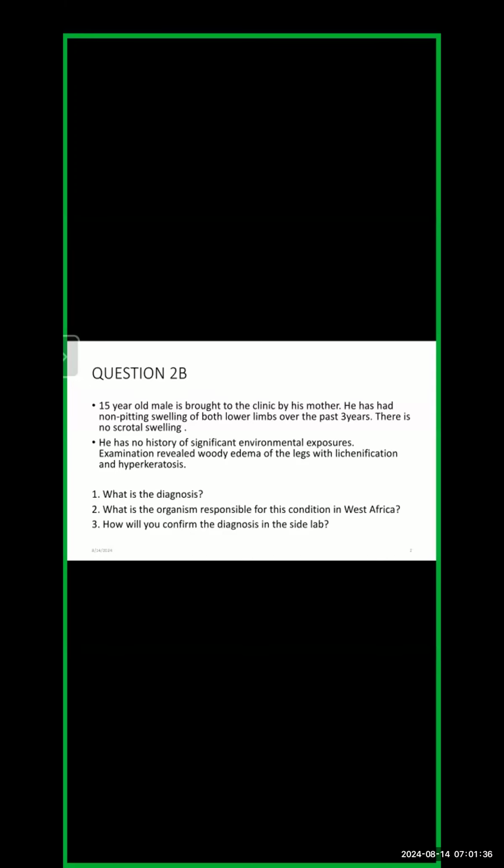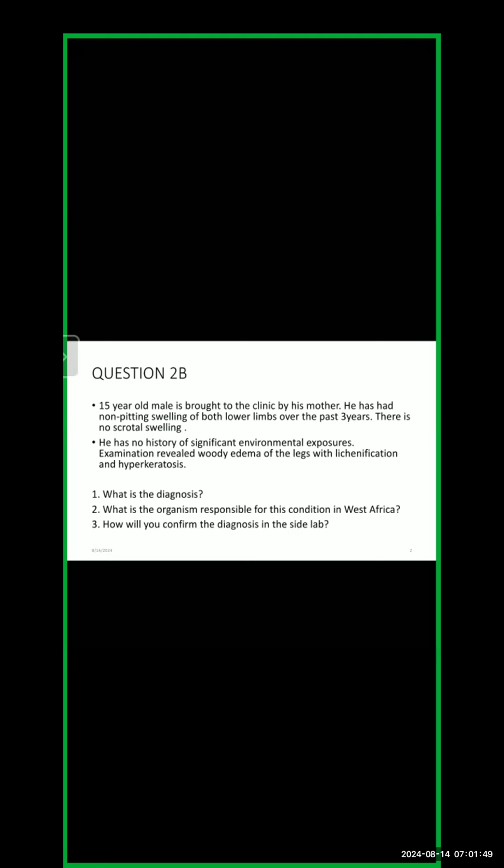The question reads, a 15-year-old male is brought to the clinic by his mother. He has had non-pitting swelling of both lower limbs over the past 3 years. There's no scrotal swelling. He has no history of significant environmental exposures. Examination revealed woody edema of the legs with lichenification and hyperkeratosis.